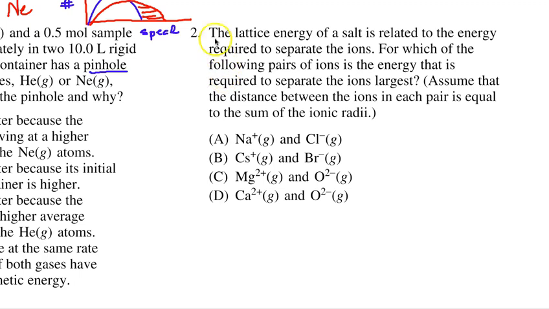Number two. In number two, we've got the lattice energy of a salt related to the energy required to separate the ions. They're very nice of them to tell you what lattice energy is. And again, another question we see very often: which of the following pairs of ions is the energy required to separate them the largest? And this is based, again, on Coulomb's law. Coulomb's law is equal to the two different electrostatically opposed charges, here's my charges of, let's say, the positive and negative, all over the distance between the ions squared. It's an inverse square law.